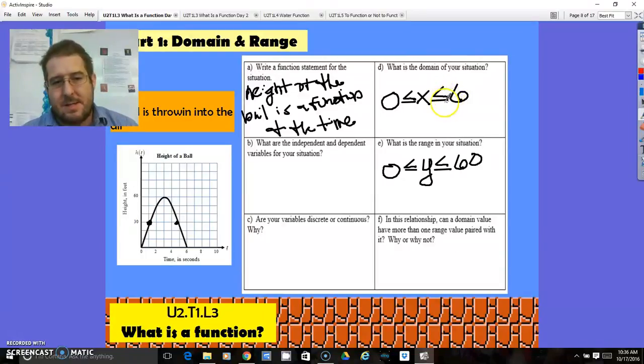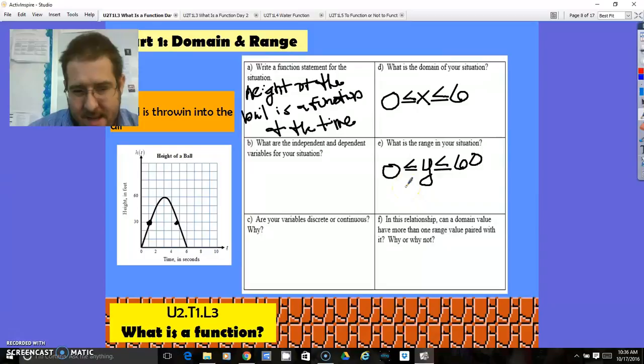That's the reason why this is a function. Can't have 2 heights at the same time. You can be at the same height at 2 different times. Now you see it. It makes perfect sense.